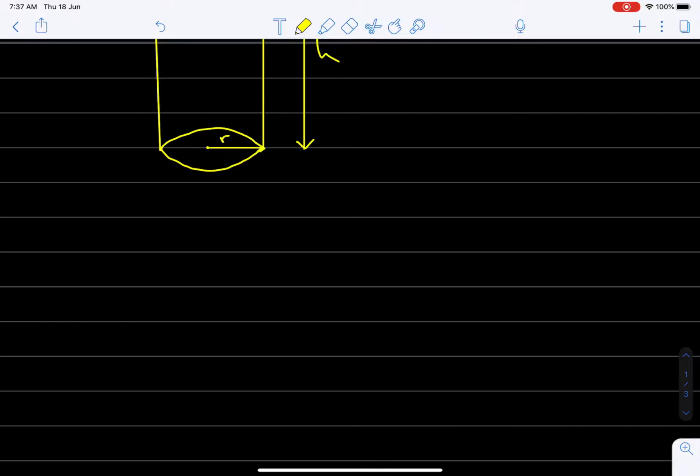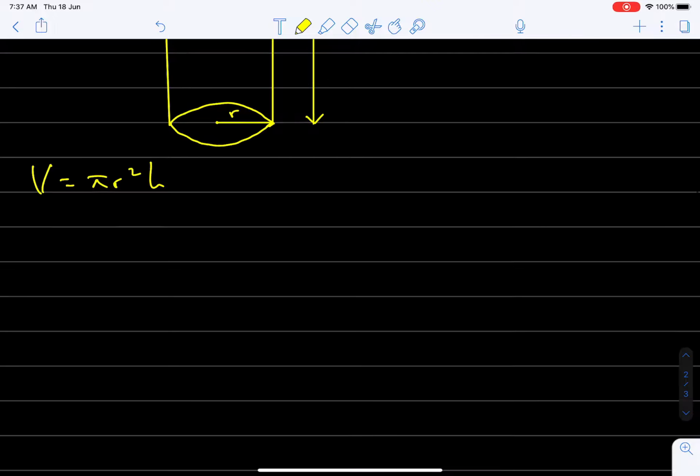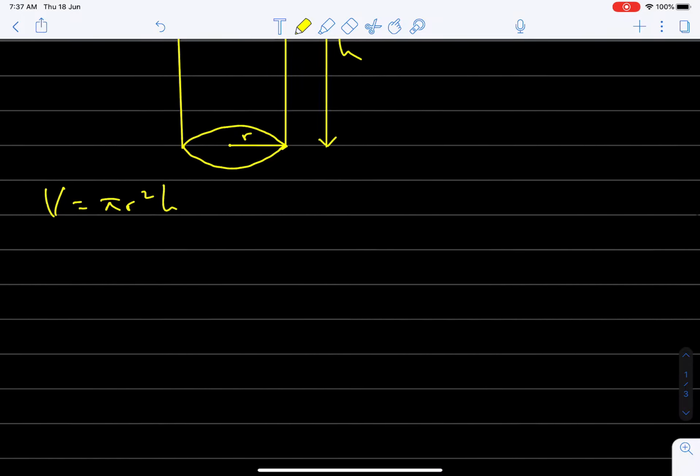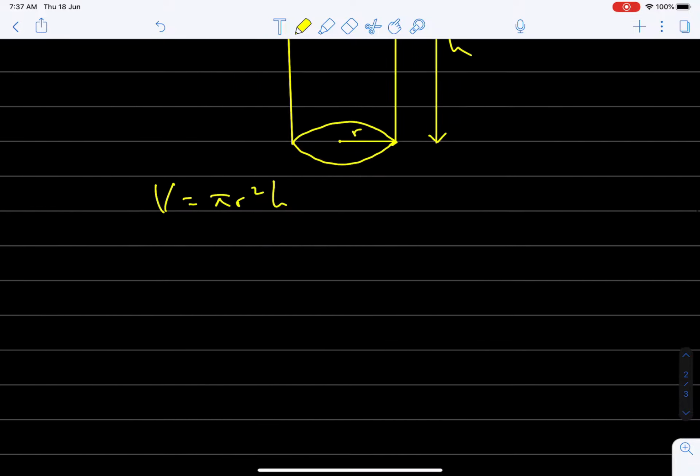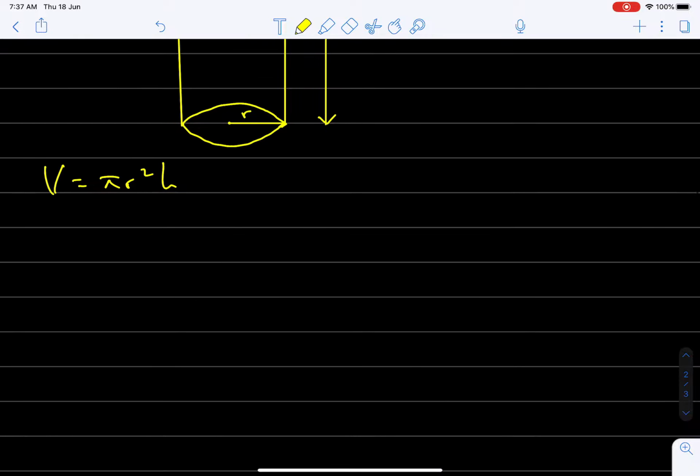Now the volume of a cylinder is given by the formula pi r squared h. That agrees with the definition of the volume of a prism, which is area of cross section times height. The cross section here is a circle and its area is pi r squared and the height is h. Now total surface area, we're just going to list those formulae quickly and then solve questions on them.